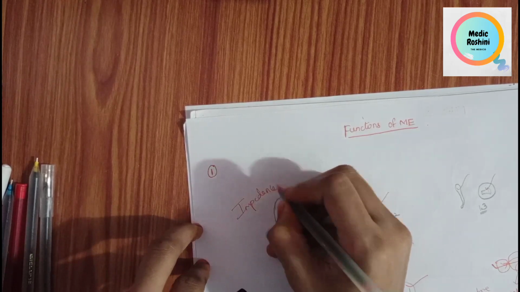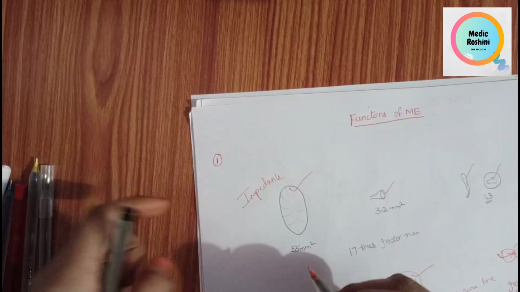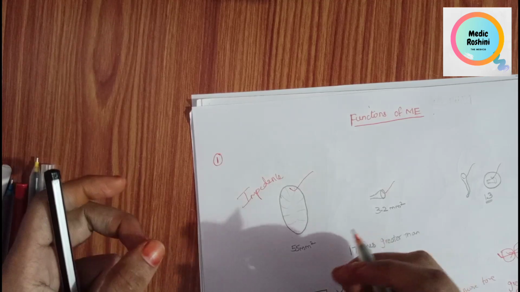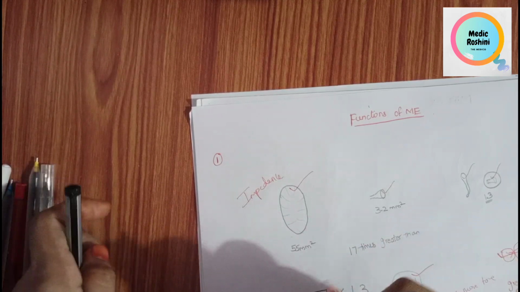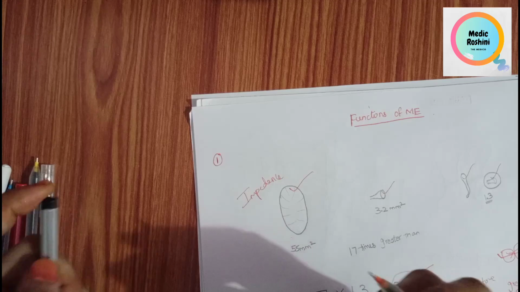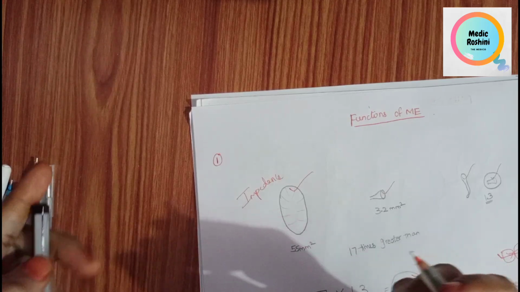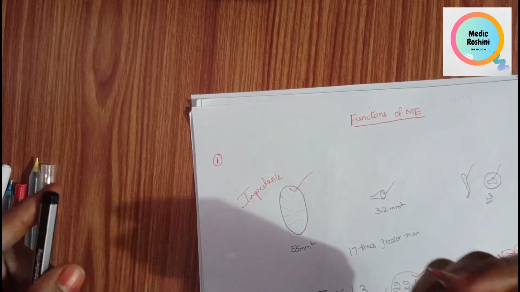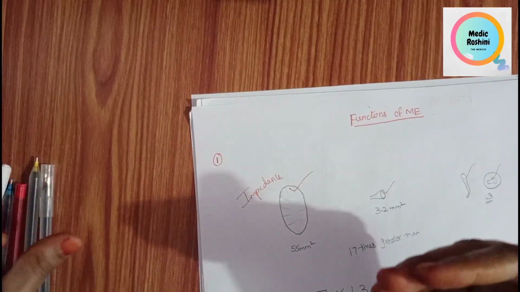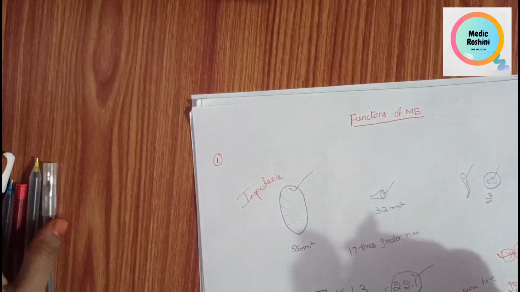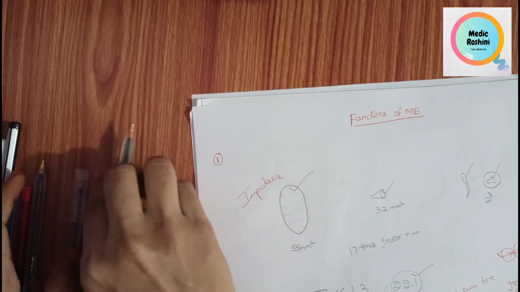And it also decreases the intensity of sound by contracting the stapedius and the tensor tympani. By contracting the tensor tympani, the tympanic membrane becomes more tense. By contracting the stapedius, the stapes moves backward from the oval window. This is about the functions of middle ear.